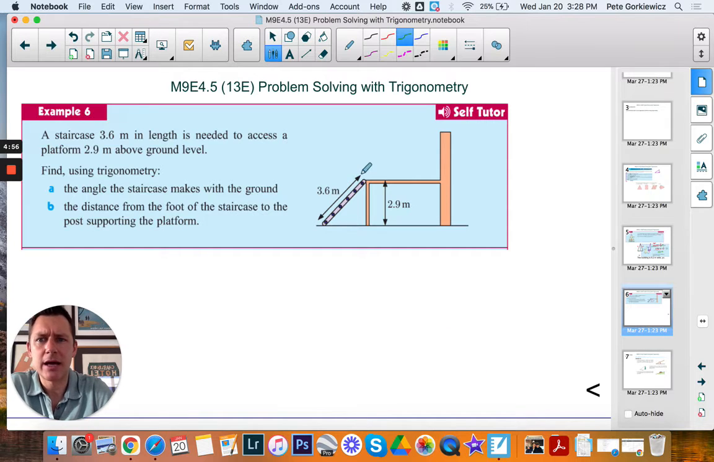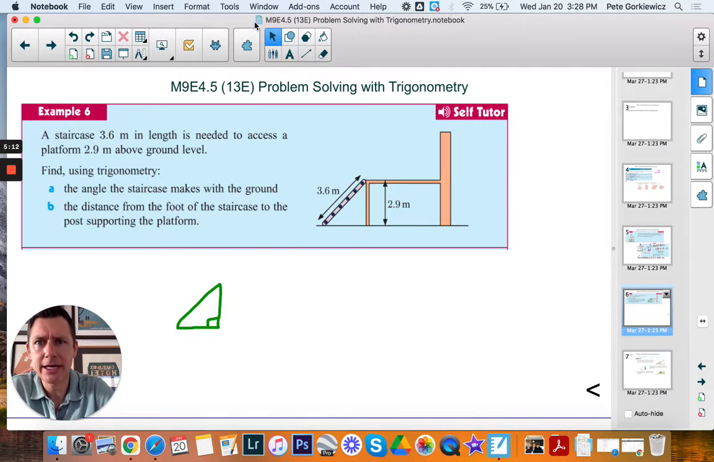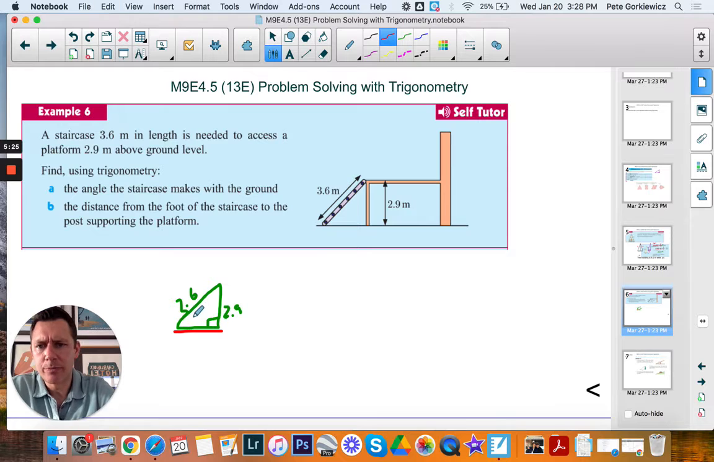Staircase, blah, blah, blah. This is the actual length, not the height. You need the platform this high, find the angle. Cool. So again, let's build our own little triangle. Here's the 90-degree angle. Here's 3.6. Here's 2.9. Now we got to figure out which angle they want. The angle it makes with the ground. Here's the ground, so we want this angle. All right. So let's call that theta.